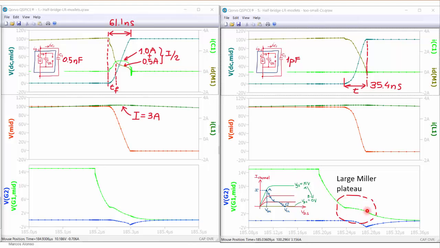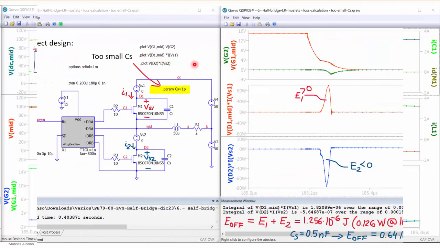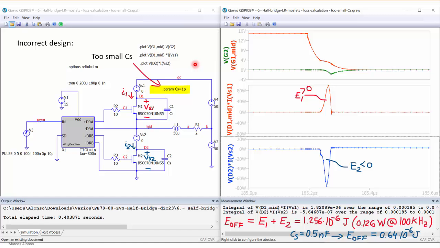of the transistor. So here we can see a large Miller plateau, while in this case the Miller plateau is much smaller. So this means that during this interval we are not following the ideal trajectory at constant low voltage, but we are following a trajectory like this, entering the active region of the transistor and therefore increasing the losses. And this is the calculation of the losses in this case with a too small external capacitance.